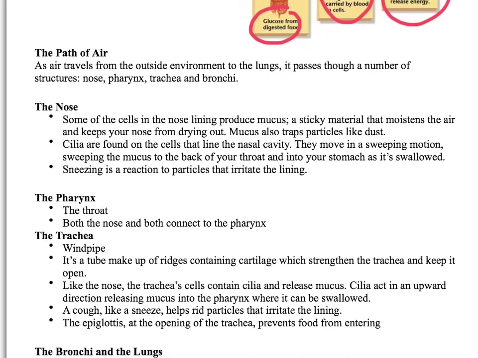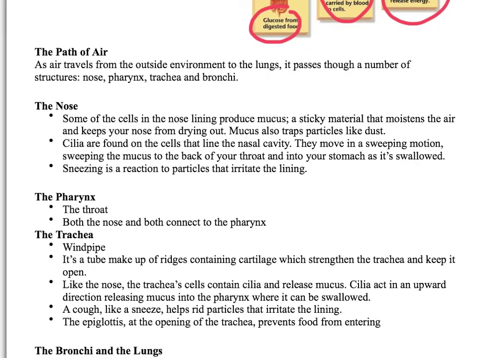Now, as the air is taken in from our environment, it actually passes through a number of structures before it gets to the lungs. And these structures are there for a particular purpose. We'll start with the nose.